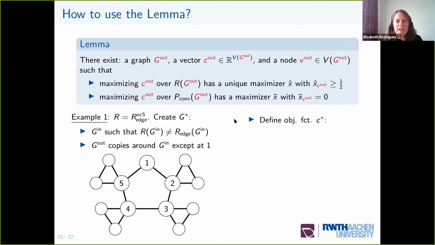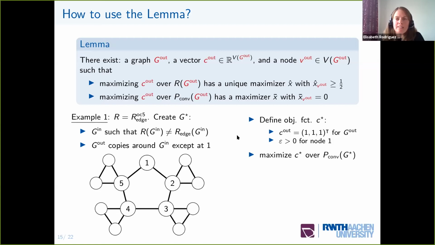We still have to define an objective function C star such that we contradict persistency. So we define it as follows. For the graphs G out, we will take in this case the same vector of the lemma, so weights all 1 for the triangles. It only remains to define a weight for this node here, node 1. So we will assign it a weight of value epsilon, strictly positive, but small enough so that when we optimize over the relaxation, it is not worth to give this node any value other than 0.